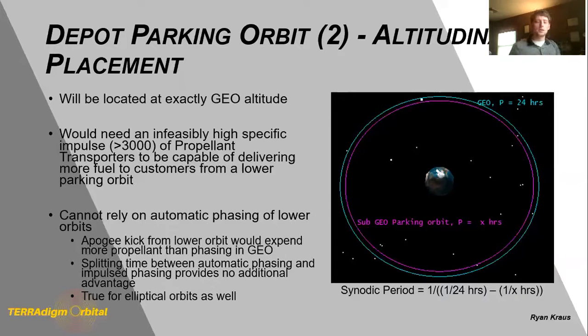So this begs the question, does there exist some optimal split between automatic phasing and impulse phasing? And the answer is no. Phasing purely in geostationary orbit represents the way to save the most amount of fuel. And this holds true for elliptical orbits as well. So essentially, we want our apogee and perigee to be both at geostationary orbit. So now Patrick's going to go ahead and talk about longitudinal placement.